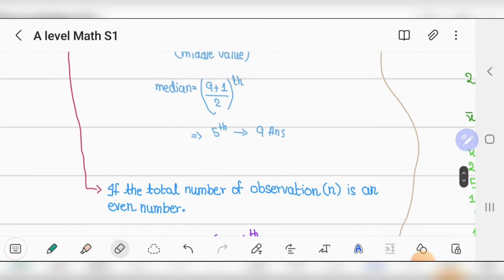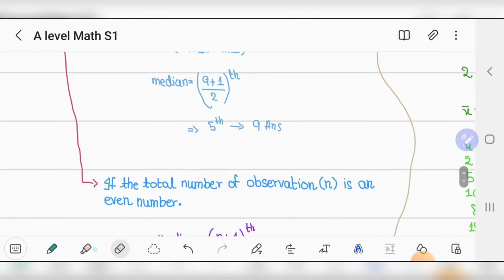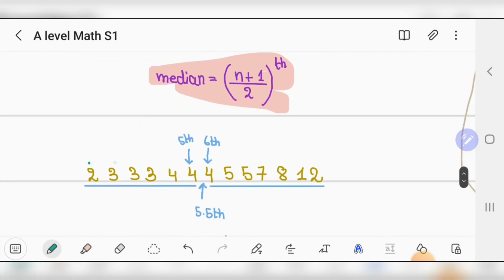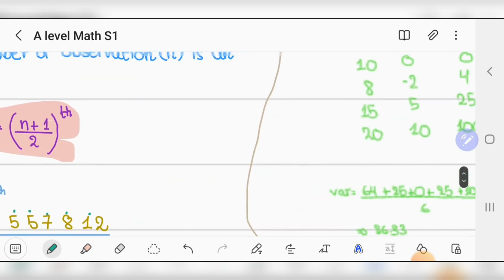But what happens if the total number of observations is even? It gets a little more difficult. We still use this formula. For example, we have 1 2 3 4 5 6 7 8 9 10 11 12, which is 12 observations. So 12 plus 1 is 13, and 13 upon 2 is 6.5. So it's going to be 6.5.